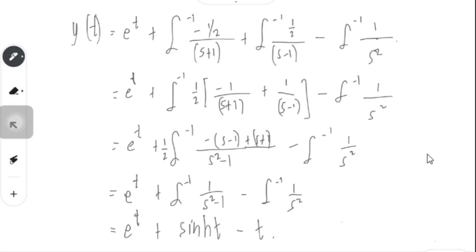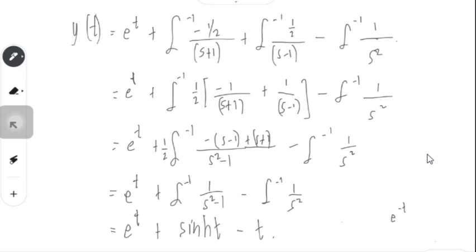Actually, pwedeng hindi nyo na i-simplify ito. Yung kinuha ko yung least common denominator, 1 over S plus 1, pwede na yan. Anong lalabas dyan? That is what? E to the negative t. Theorem number 2, first shifting theorem.